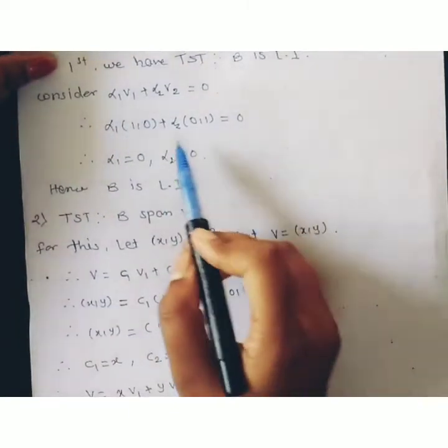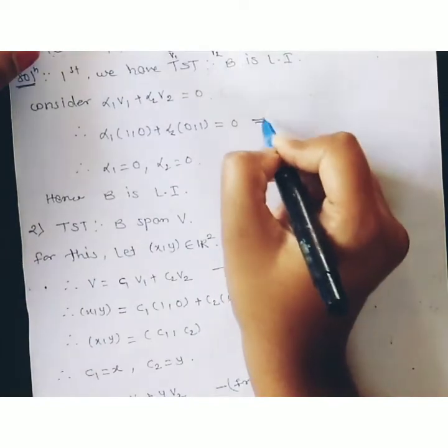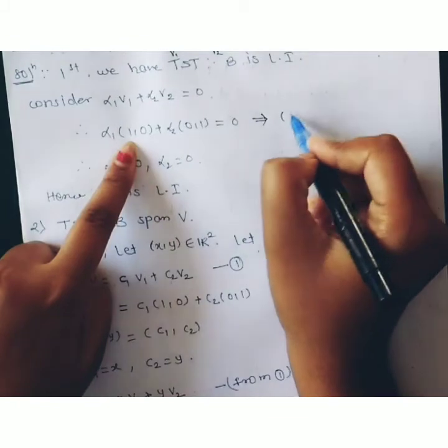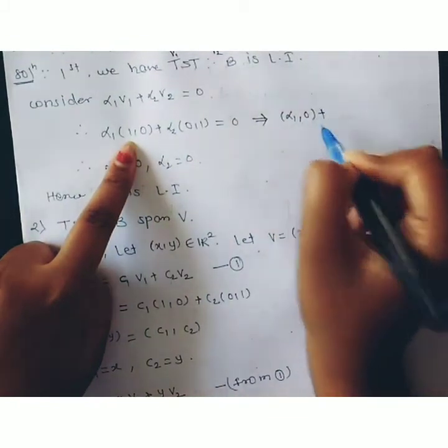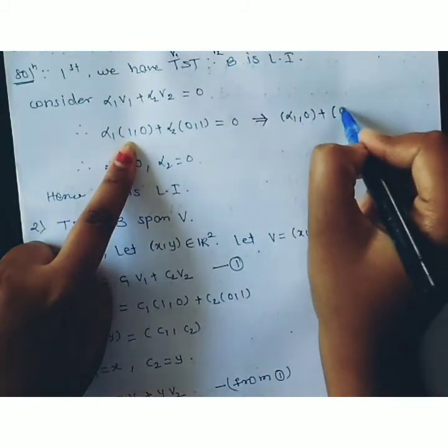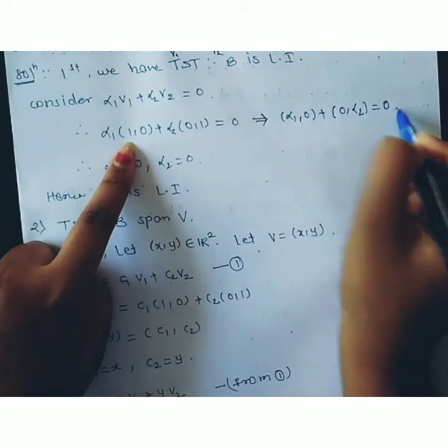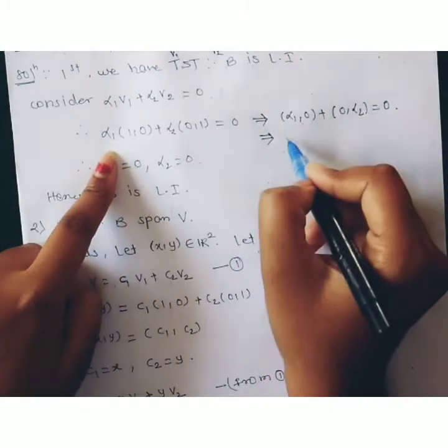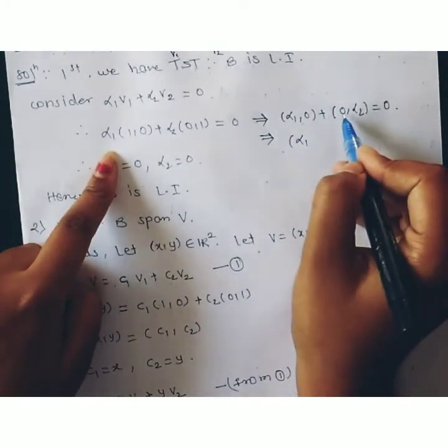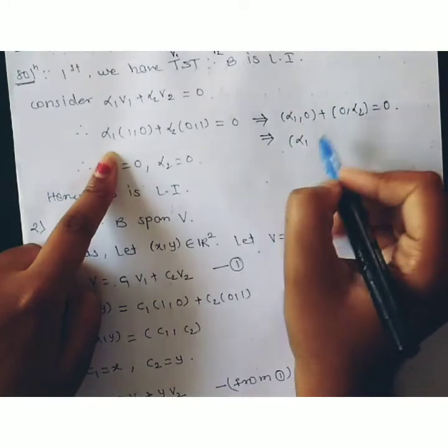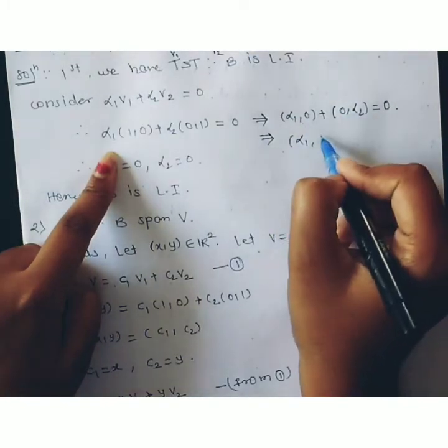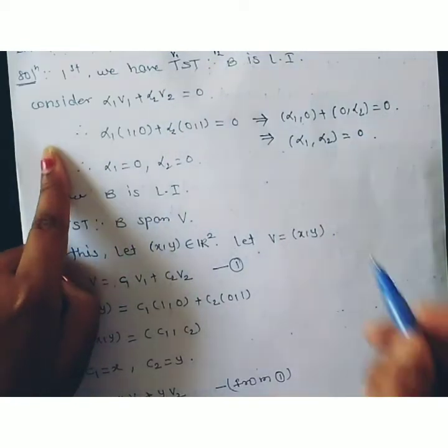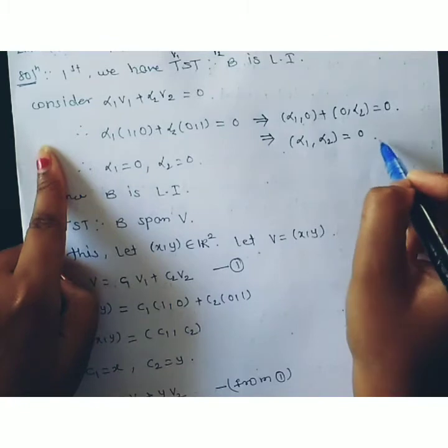Therefore, what are the equations? Multiplying by alpha 1, the first is (alpha 1, 0) plus the second is (0, alpha 2), which is equal to 0. Then add both ordered tuples. This implies the first entry is alpha 1 plus 0, and the second element is 0 plus alpha 2, which is equal to 0.